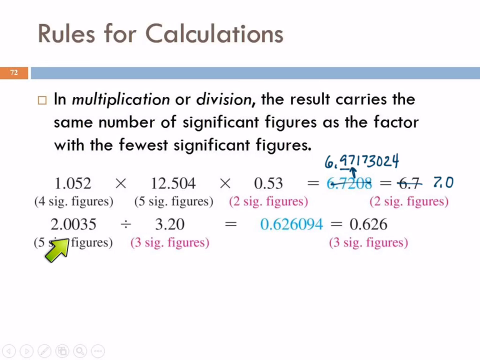Let's look at this one. 2 numbers dividing. Calculator shows you this. You look at the first number, it's got 5 sig figs. The second one has 3. You decide which is the smaller number of sig figs. 3 is smaller. And so then we're going to round this to 3 significant figures. Again, this 0 doesn't count. So we've got 6, 2, 6. 3 sig figs. We look at this number, the first one that we're going to get rid of. It's less than 5, so we round down. And we express our answer as 0.626. Any questions?